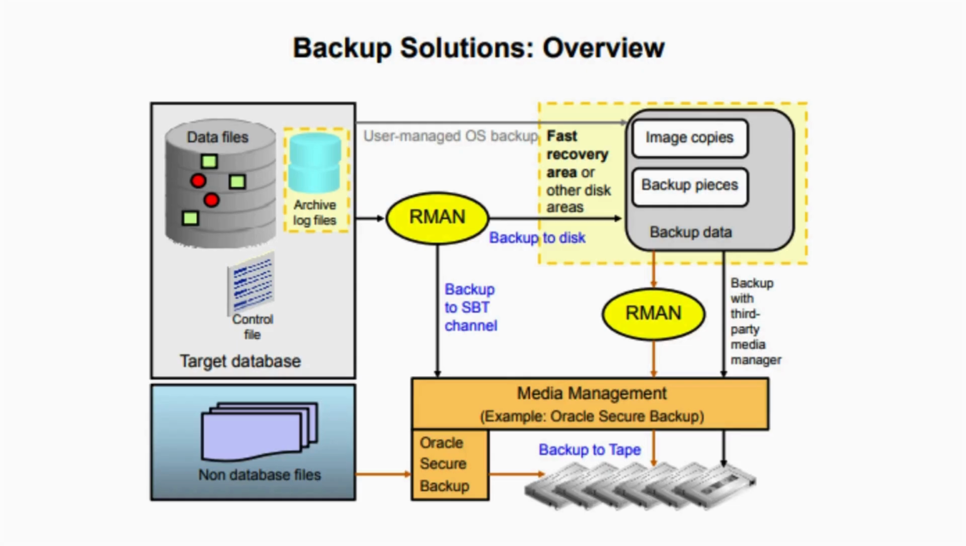Recovery Manager, RMAN, is the recommended method of backing up your Oracle database. You can use it to back up to disk or to a system backup to tape, SBT, channel. Oracle recommends that disk backups be stored in the Fast Recovery Area, FRA. Oracle Secure Backup complements existing functionality by adding backup to tape and backup of file system data. It interacts transparently with RMAN. Third-party media managers can also be used to back up to tape.